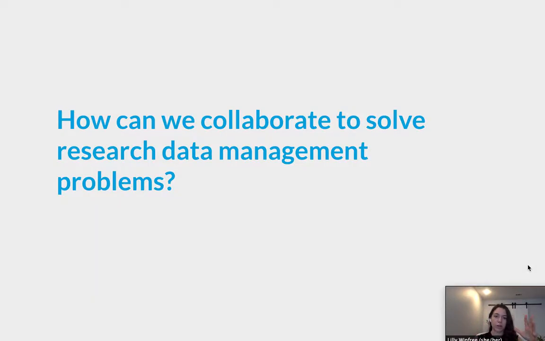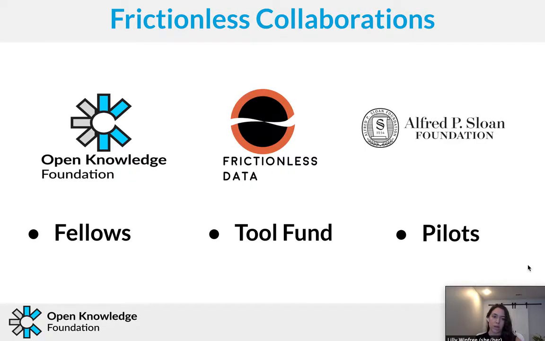The big picture question that I want us to focus on today during this talk is how can we collaborate to solve research data management problems? And to answer that question, I'm going to be talking about two different types of collaborations that we do as part of the Frictionless Data Project. And these types of collaborations are possible because we have funding from the Sloan Foundation.